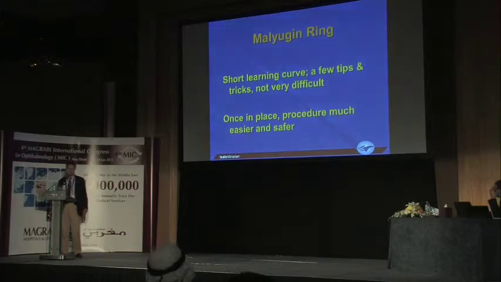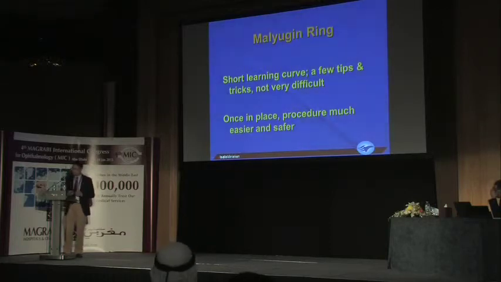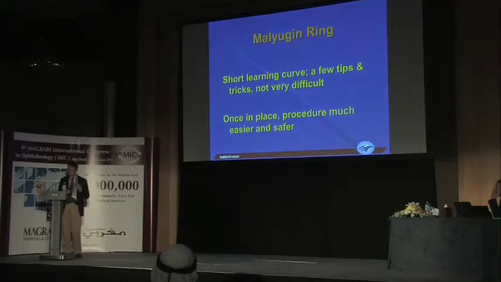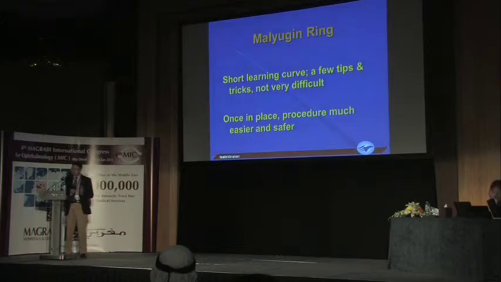I do not have videos of iris hooks. It's very straightforward. I don't like it because I find personally that the pupil doesn't look as nice as with the following device, which is the Malyugin ring, which has a very short learning curve, just a few tips and tricks which you have to master. But once in place, this is at present, in my opinion, the best solution for narrow pupil surgery.